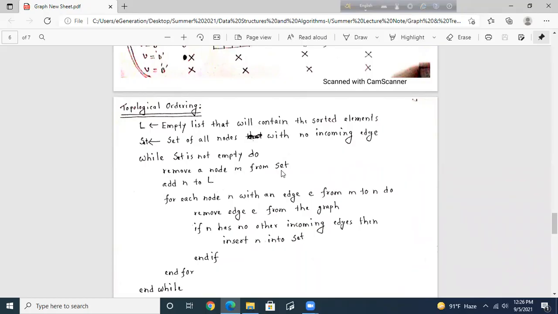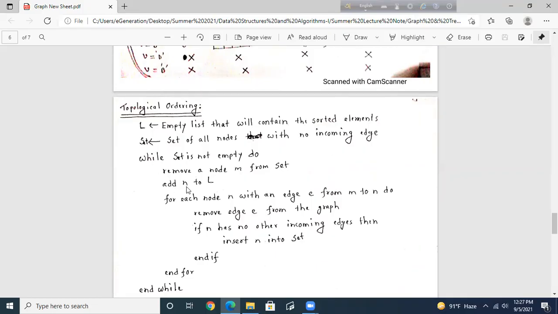Remove a node M from the set. So at first you have to take one node from M. Dear student, because the set contains some nodes, you have to take one node from the set.